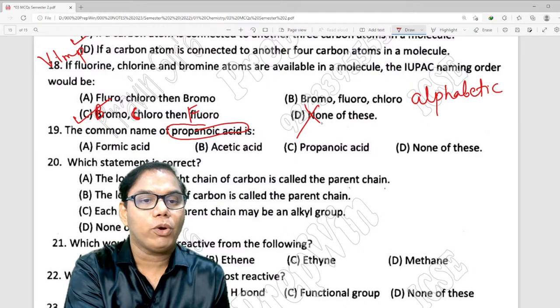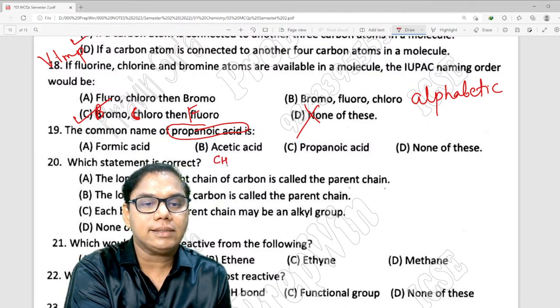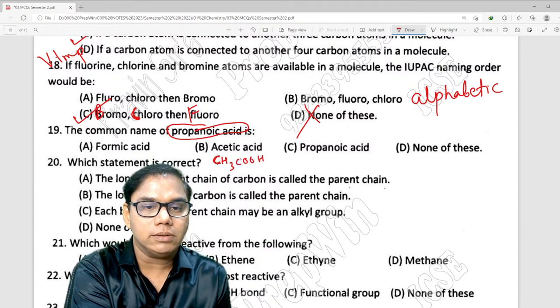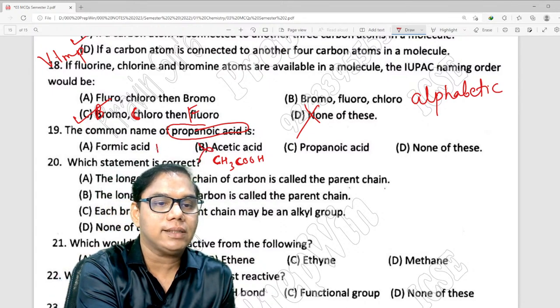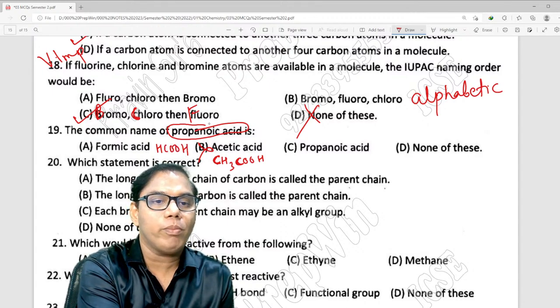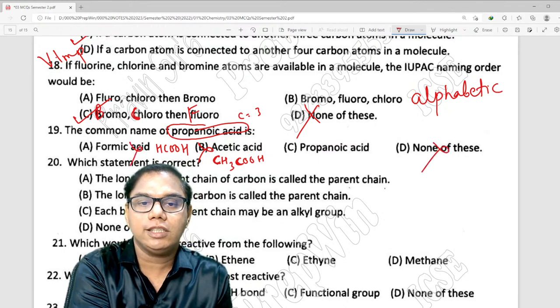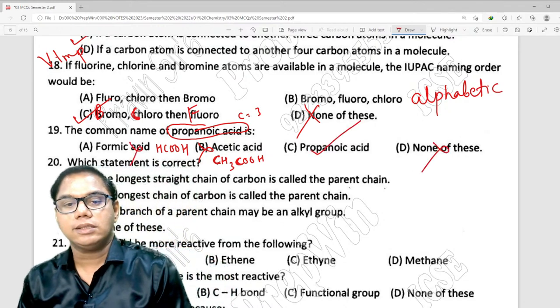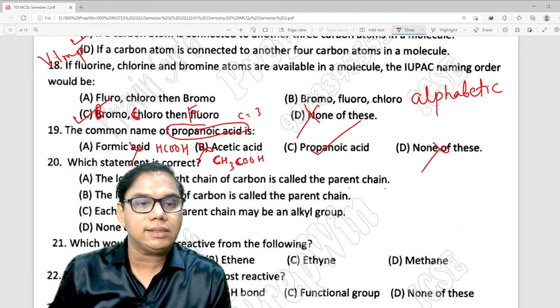19th. Acetic acid is CH3COOH, so two carbons. Okay, so this cannot be an option. Formic ka kya hai? Formic acid, HCOOH. Only one carbon. Pro means three carbon. So ye bhi nahi hai. None of these bhi nahi hai. So correct answer is propionic acid. Correct answer is C.